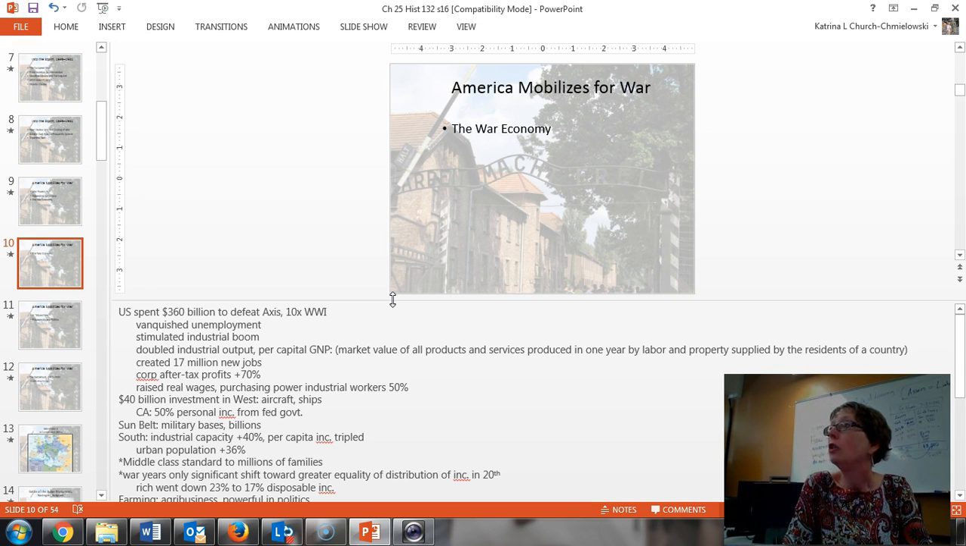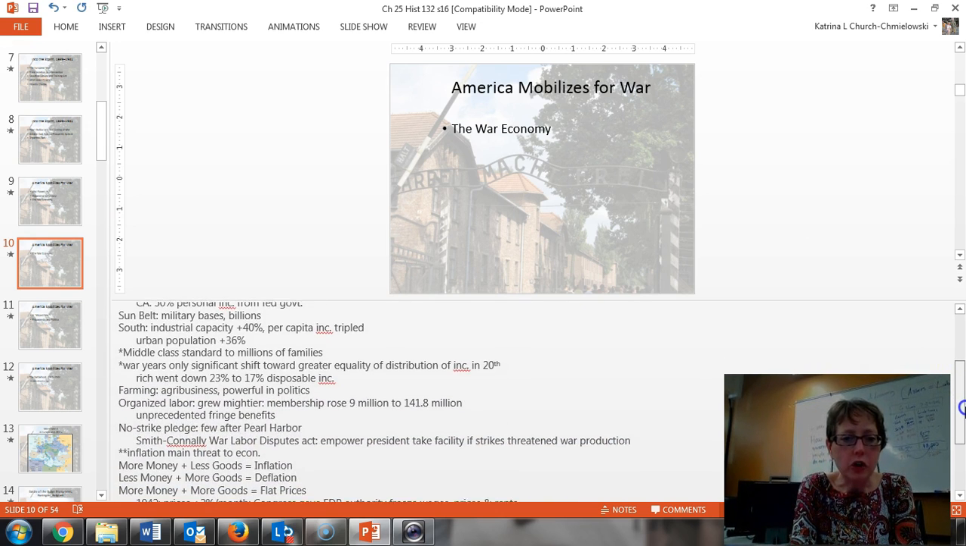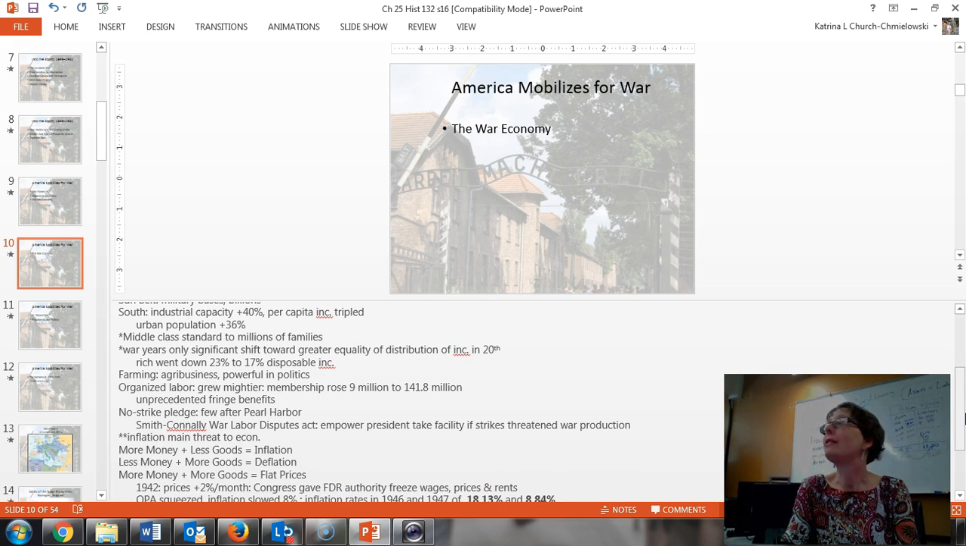So the government built it. They built those houses for their employees on the Manhattan Project. And that's just one of the sites for the Manhattan Project. You've got Alamogordo, you have all these different sites. Not a ton of different sites, but you have more than one. Urban population increased by 36% because that's where industry was. If you were going to build a machine, you were going to be in a city. There was a no-strike pledge after Pearl Harbor.